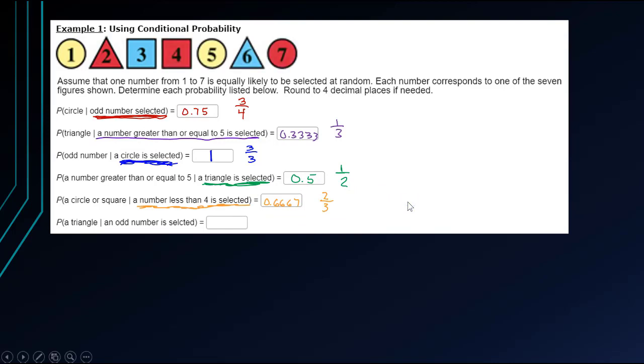And for the last one, the probability of a triangle given that an odd number is selected. When I look at the odd numbers being selected, how many of these are triangles? Well, none of them are triangles. So it's a 0 out of 4 chance, which is 0. So given that is basically a condition that has to be met before you start considering your probability.